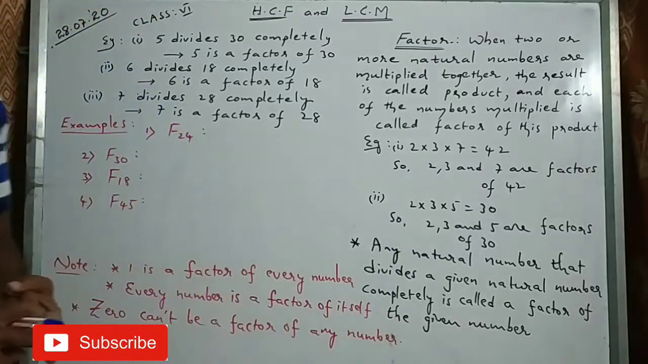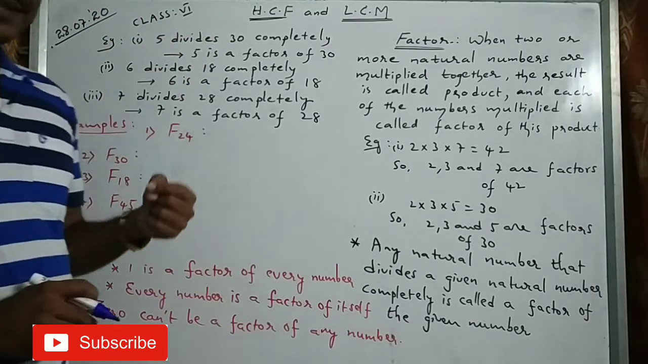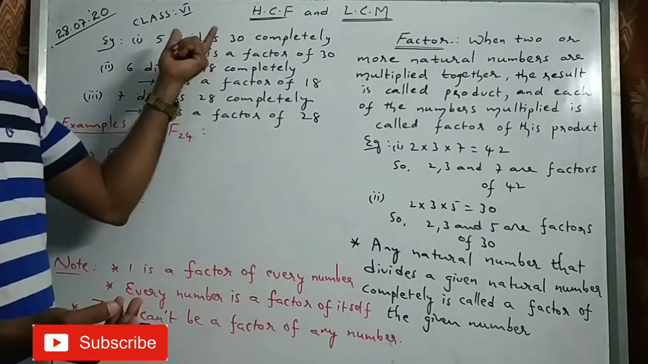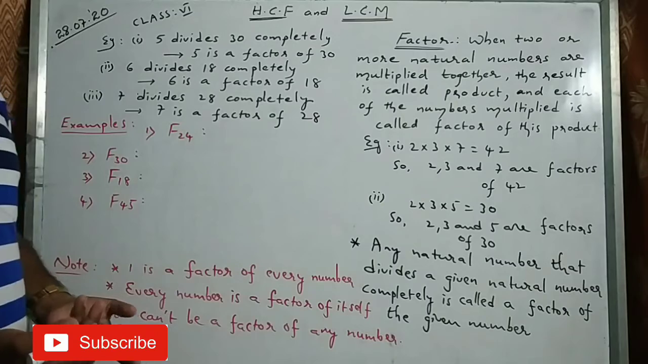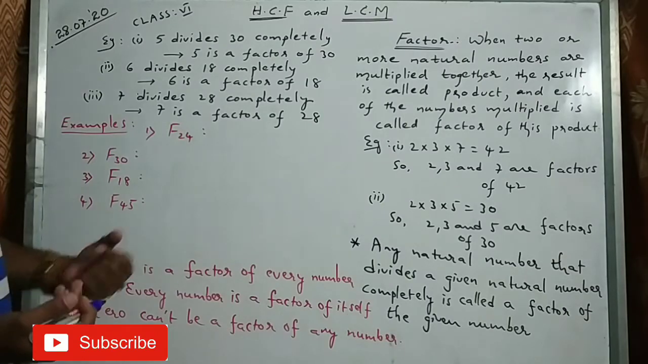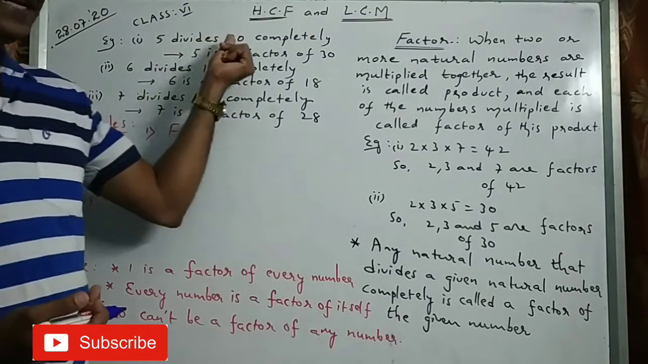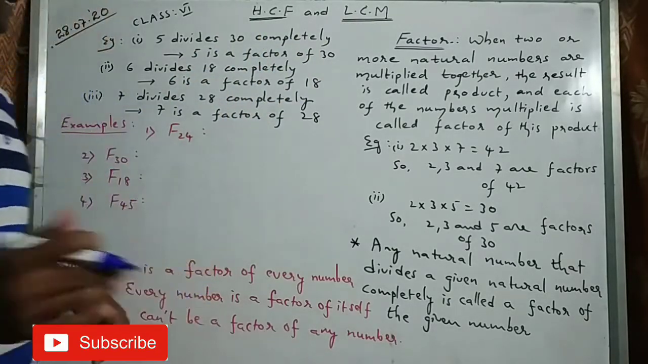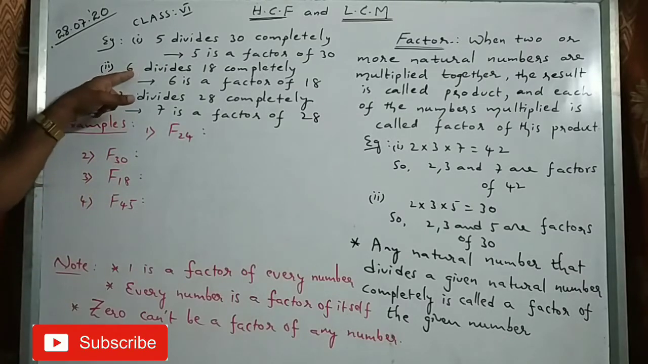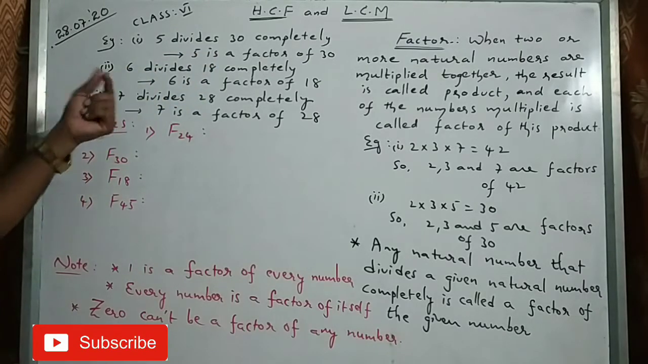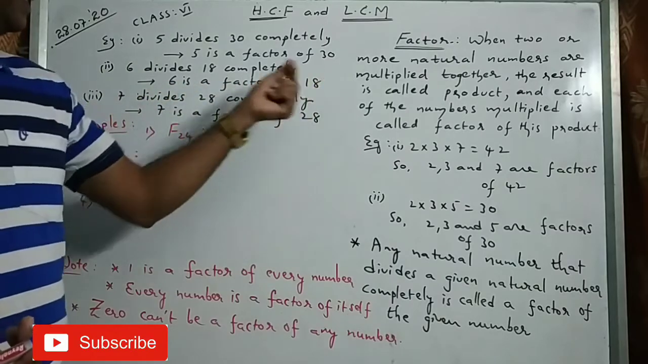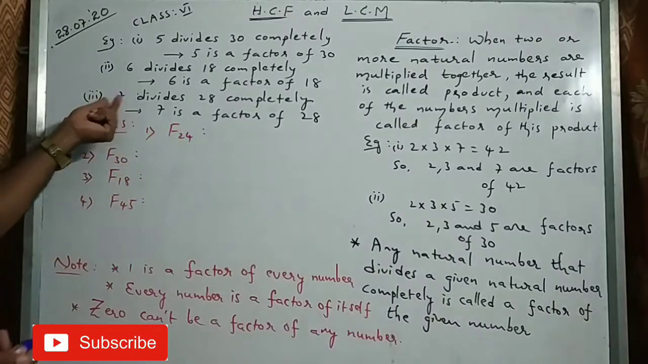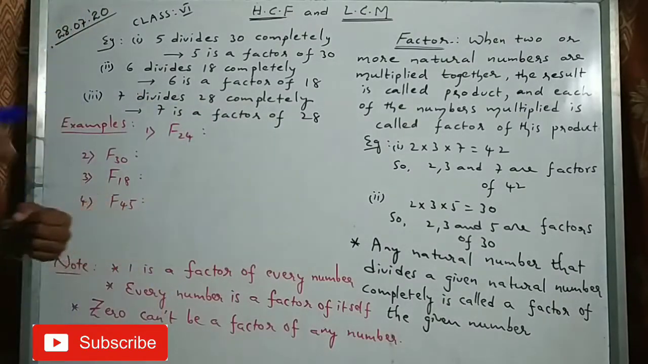1 is also a factor of 30. 2 15s, 2 is also a factor of 30. 3 10s are 30, so 3 is also called a factor of 30. Similarly 15, 30, these are all factors of 30. I will tell you how to find factors. 6 divides 18, so 6 is one of the factors of 18. 7 divides 28, so 7 is one factor of 28.